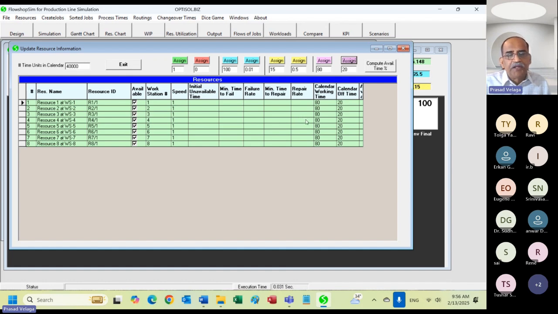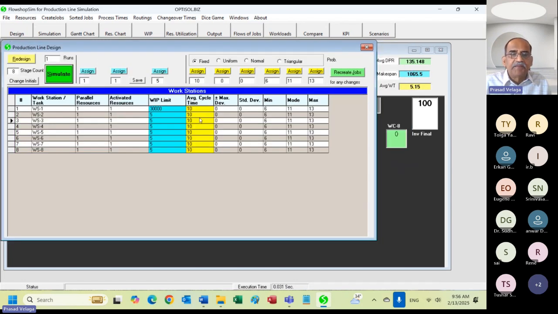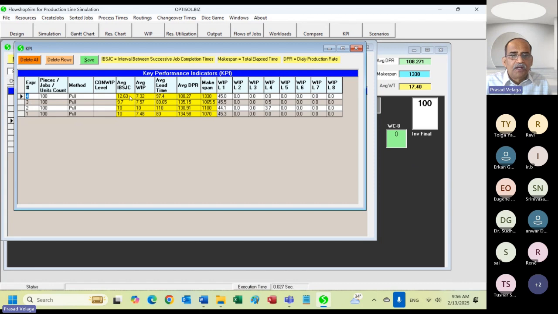So I'm going to simulate this production line of 8 workstations with this calendar now. But again, the cycle time is exactly 10 minutes per every piece at every workstation. So now, because of the calendars, the line is producing one piece for every 12.63 minutes instead of 10 minutes. And the make span, the total time needed to complete all 100 pieces, is 1330 minutes instead of 1070 minutes.